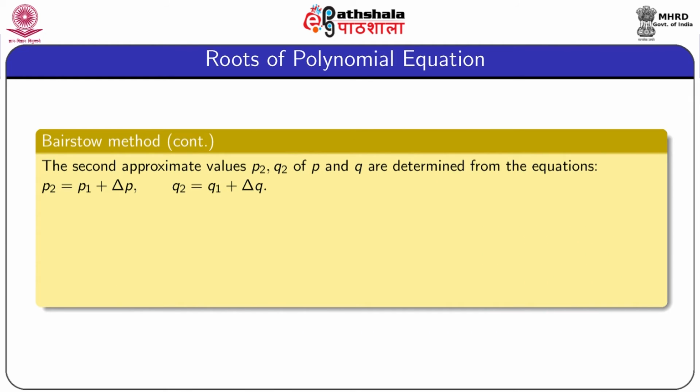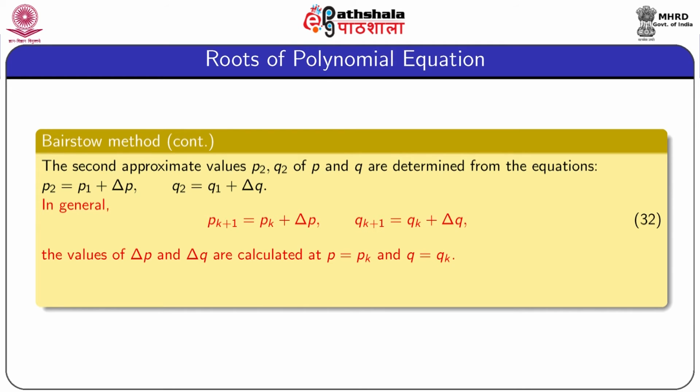The second approximate values of P2 and Q2 are determined from the following equations: P2 equals P1 plus delta P, Q2 equals Q1 plus delta Q. Note that P1 and Q1 are the first approximate values of P and Q, and delta P and delta Q are evaluated at this point, that means at the point P1 and Q1.